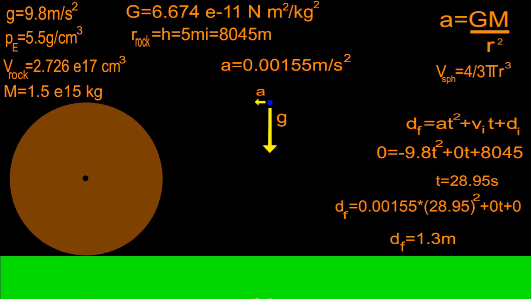So when the marble is dropped, it will drop 5 miles and only shift towards the rock by about 4 feet. That's not particularly noticeable. It's just too small of a variance to be realistically noticed by the human eye.